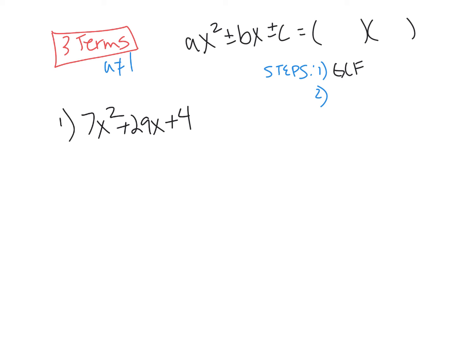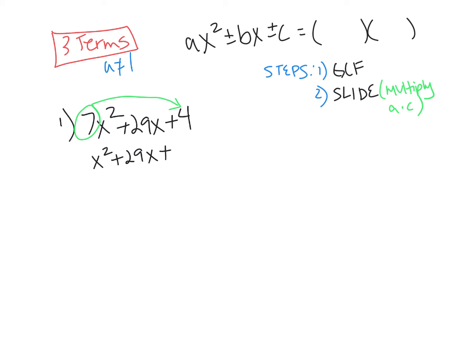So to turn it into a 1x squared, we're going to do what's called slide. So I'm going to take this a value, 7, and I'm going to slide it and multiply it to 4. So sliding means that we are going to multiply a times c. If I multiply, x squared plus 29x, 7 times 4 is 28.